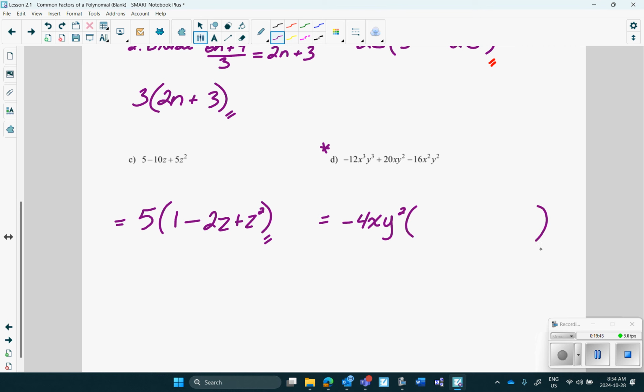And now I've got to do 3 divisions. You may want to just do this to help you. Some students do this. They get the GCF, they get their final answer set up, and then they just show the division here, just because we've got a lot of numbers and variables going on. So what's negative 12 x to the third y to the third divided by negative 4 x y squared? 3x squared y.